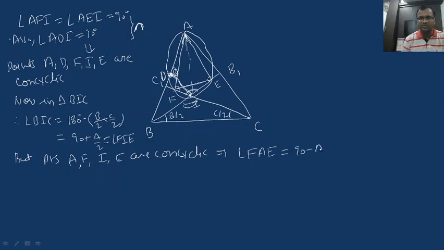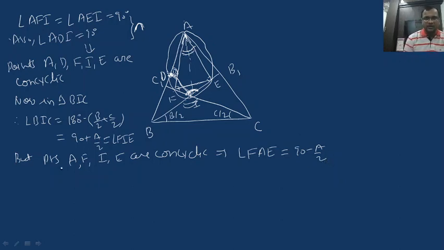FAE equals to 90 minus A by 2, because the sum of these two opposite angles in a cyclic quadrilateral is 180, and if angle FIE is 90 plus A by 2, then definitely angle FAE becomes 90 minus A by 2.